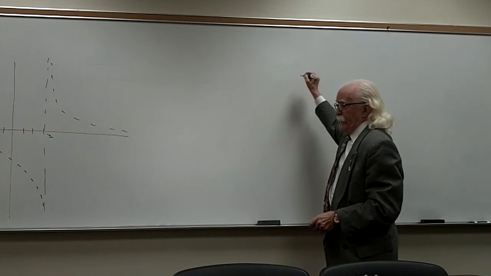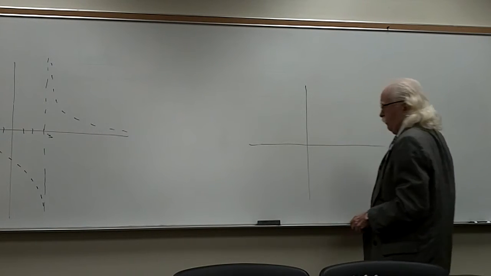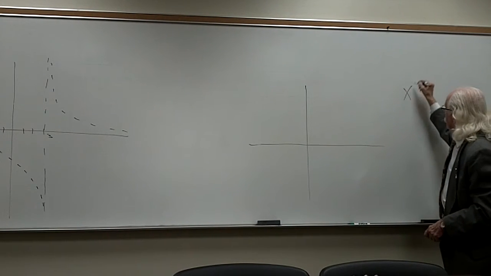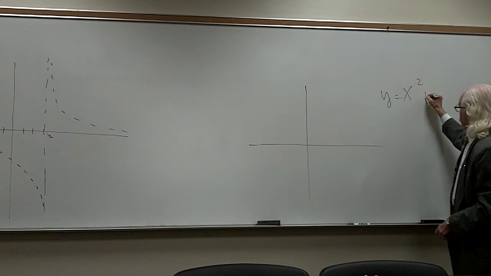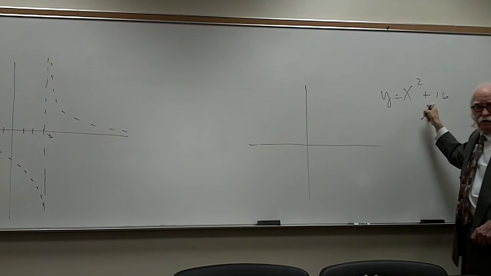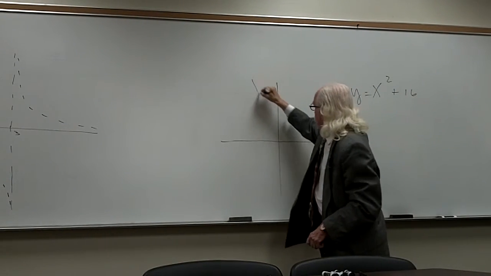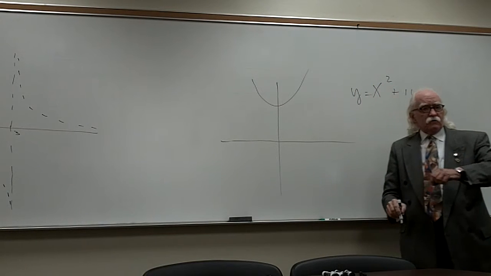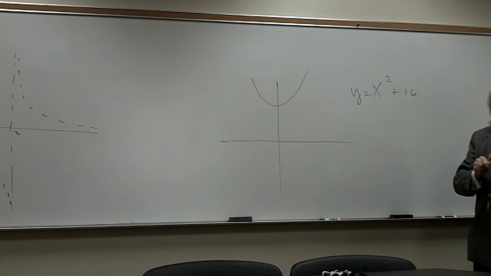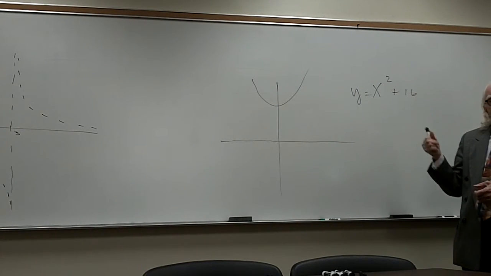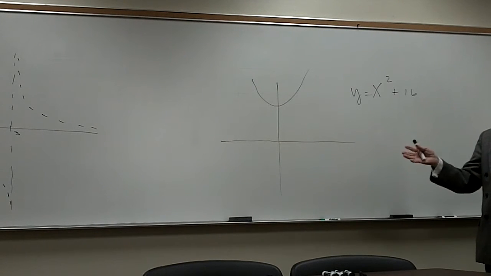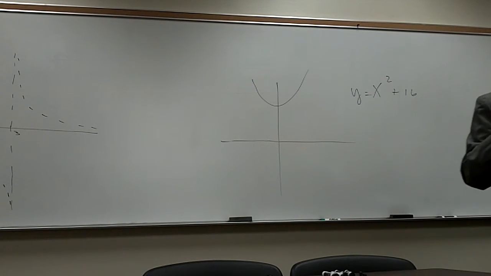We saw this the other day, right? Because why? What does the graph of this look like? Y is equal to x squared plus 16. It looks like this, right? How can it possibly be 0 when the line does not even touch the x-axis, much less cross it?